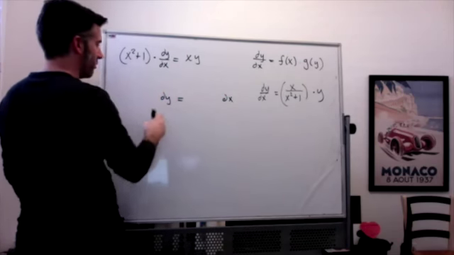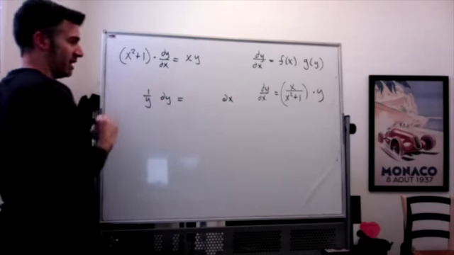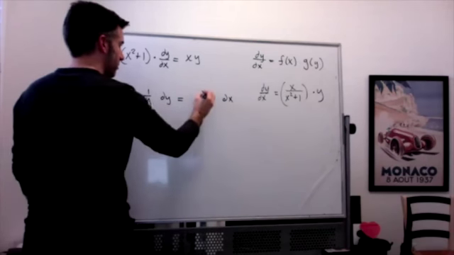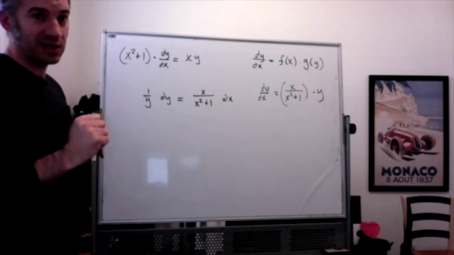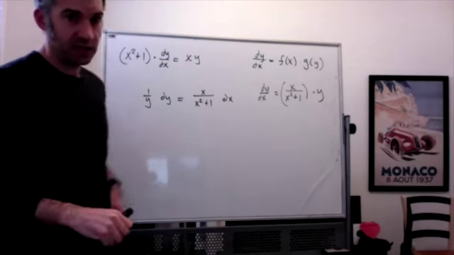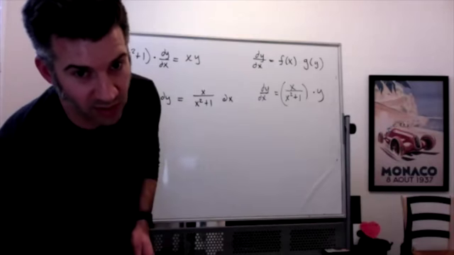I'm going to divide both sides by y. And I'm also going to divide both sides by x squared plus 1. But I really can't stress enough: multiplication and division are the only things we're allowed to do. You cannot add or subtract.